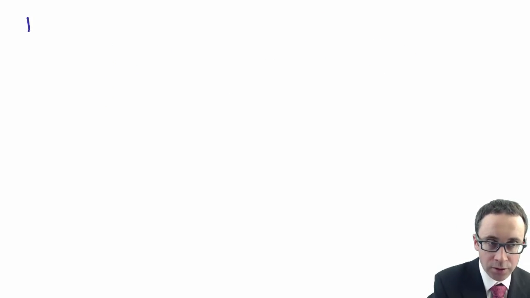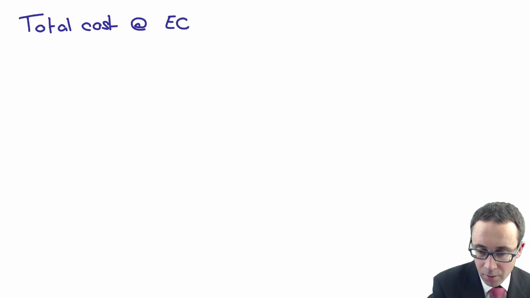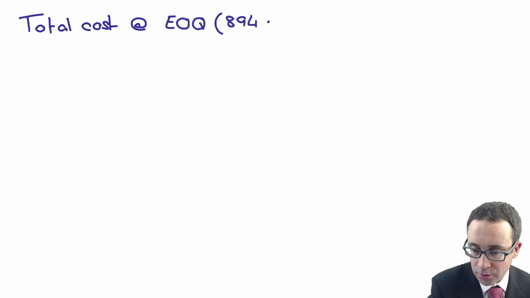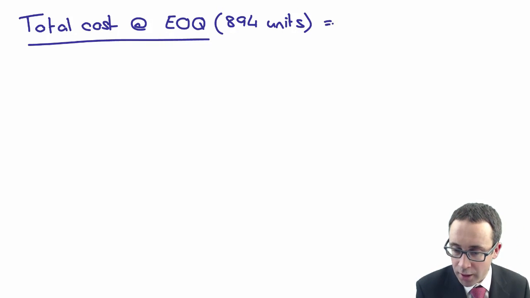What we need to do now is, it also wanted us to work out your total cost at your economic order quantity. So that is at your 894 units. And what we're going to do is work it out.